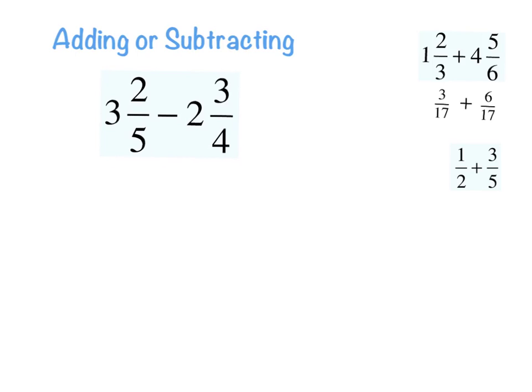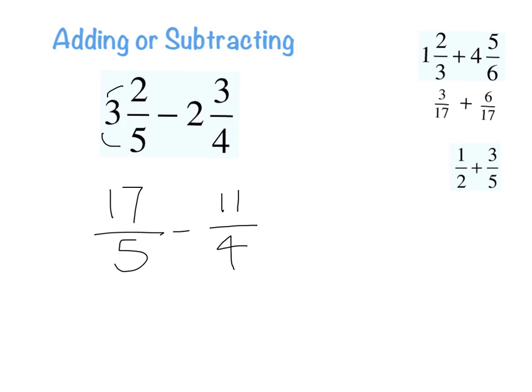So, with mixed numerals, before I can perform any addition or subtraction or even multiplication or division, as you'll see, I have to convert them to an improper fraction. So, 5 multiplied by 3 is 15, plus 2 becomes 17 on 5, minus 4 multiplied by 2 is 8, plus 3 becomes 11 on 4. Okay, so that's my fraction.